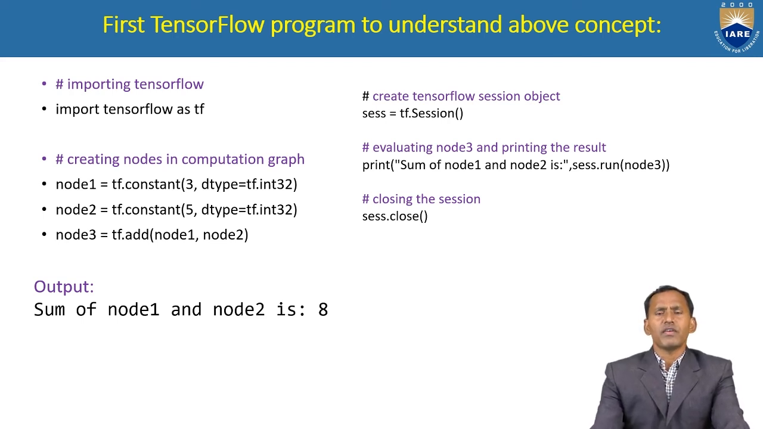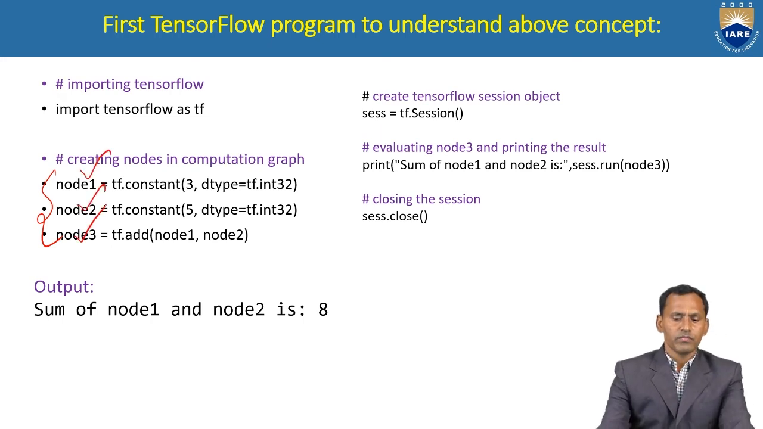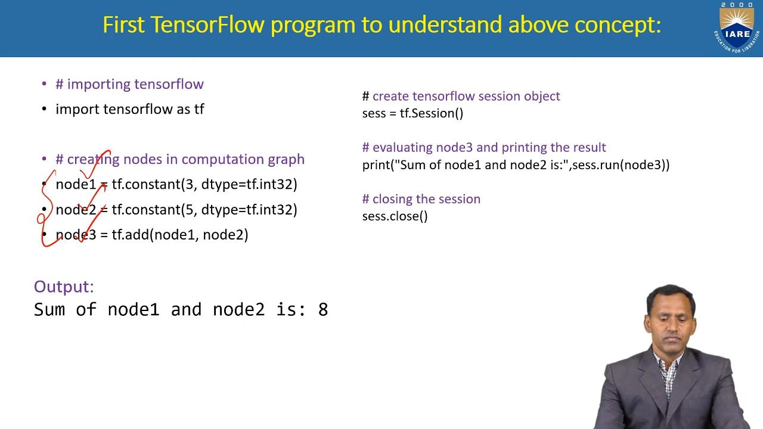Now this is our first TensorFlow program to understand the basic concepts. Here, first of all, we have to import the TensorFlow framework into our program as tf. And as I told, we have to create a computational graph. A computational graph consists of a number of tensors and nodes. Nodes represent operations, and tensors represent dimensions, arrays. Here we have created three tensors: node 1, node 2, and node 3. Node 1 and node 2 are input tensors, and node 3 is a resultant tensor.